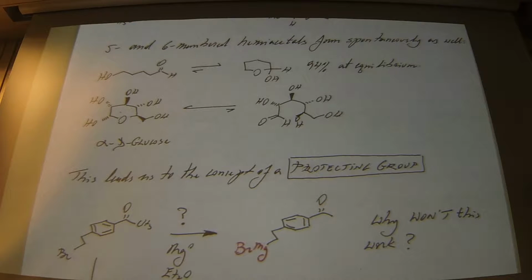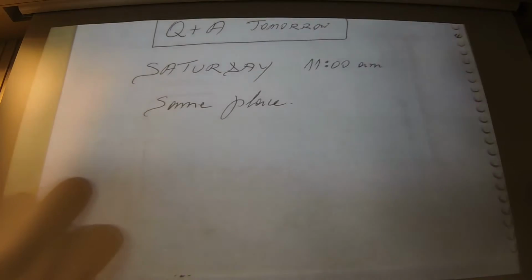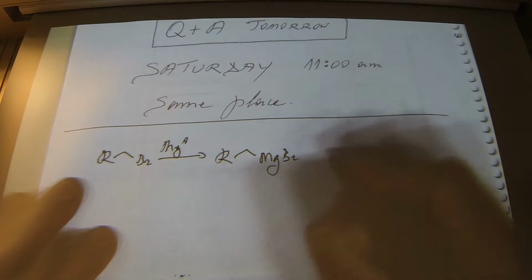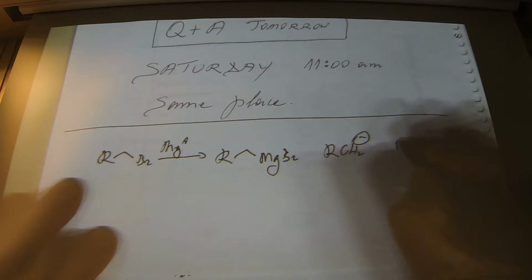Well, what do we know about Grignard reagents? Remember what we said last time about Grignard reagents? We said that you start with an alkyl bromide, you treat it with magnesium, and from the bromide with magnesium metal, you end up getting the bromomagnesium reagent. But you think of this as being RCH2 minus, magnesium Br plus.